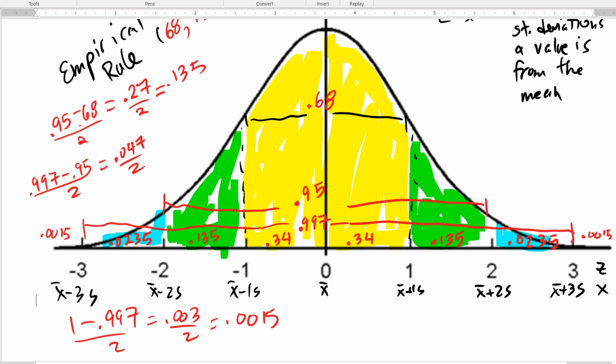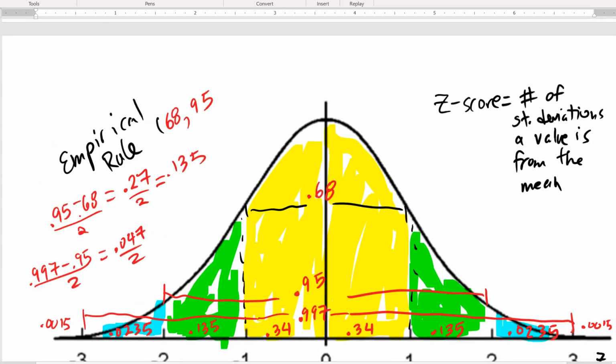So you're like, well, why are we breaking this into pieces? Because there are times that we're going to basically ask, what's the probability of a z being between certain values? And if it matches one of the numbers from the empirical rule, then it's easy. And if it doesn't, then we're going to need to use these pieces to add them up. 68, 95, 99.7 rule. Okay.